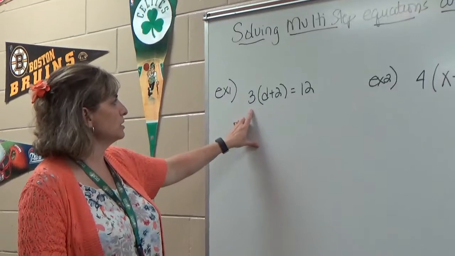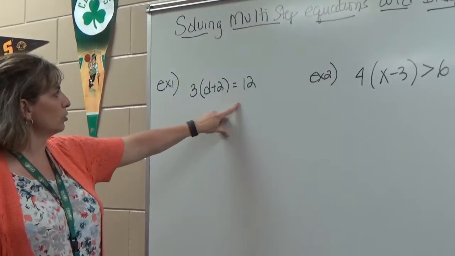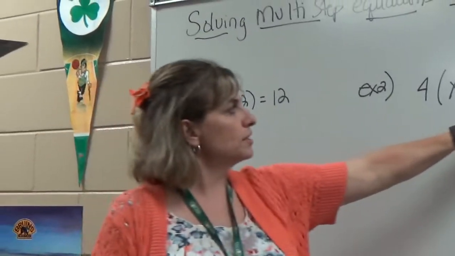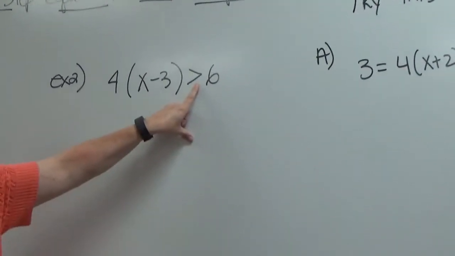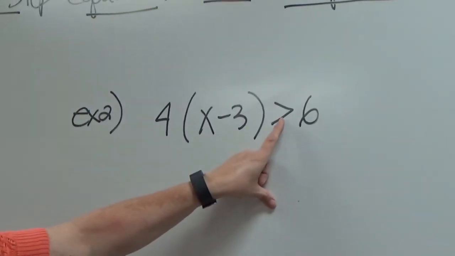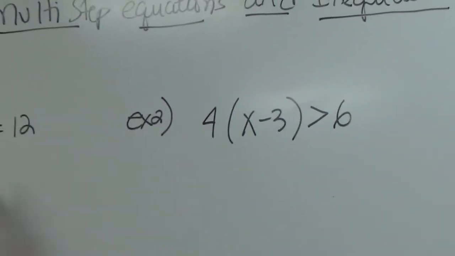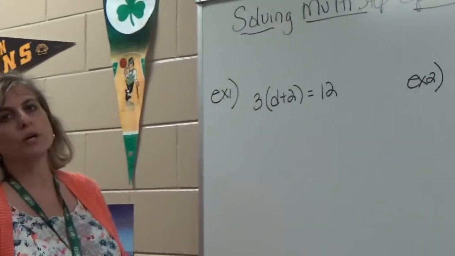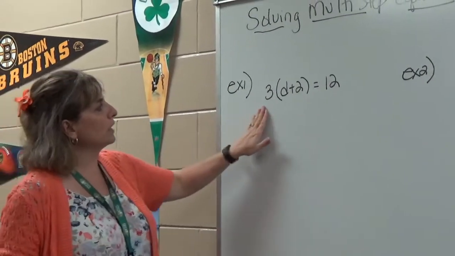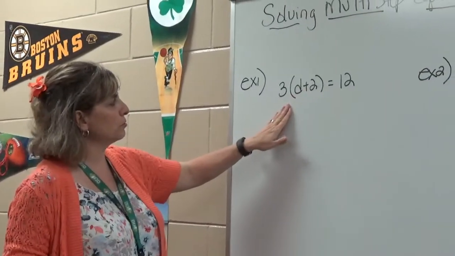Okay, so as you can see right here, this is an equation, and the reason why it's an equation is because it has an equal sign versus an inequality that has a greater than, less than, or greater than or equal to sign. So this is an equation because of the equal sign. So we're going to do what you've known to do, except we are going to have to distribute the 3.